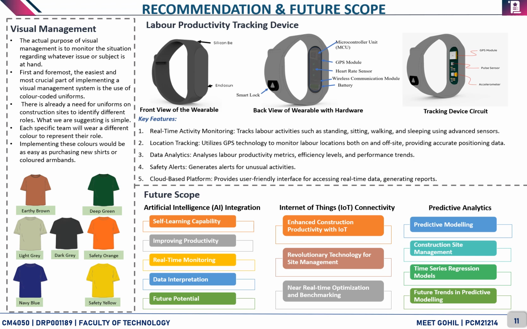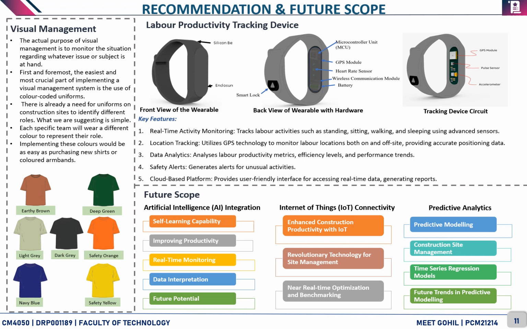The first recommendation is visual management. The actual purpose of visual management is to monitor the situation regarding whatever issue or subject is at hand. It is used to understand the current condition and the desired result, and to take corrective action. The first, easiest and most crucial part of implementing visual management is the use of color code uniforms. There is already a need for uniforms on construction sites to identify different roles.